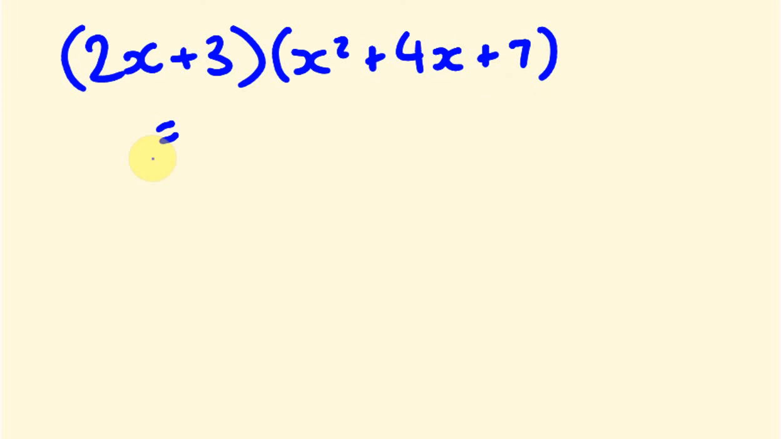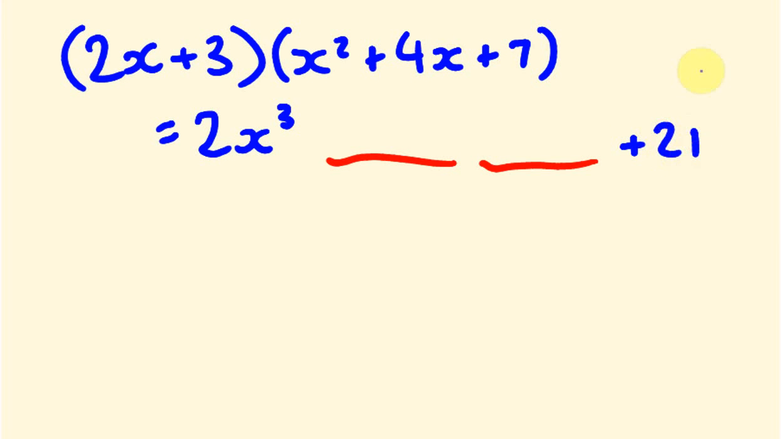So let's try this first off. We're going to get this first term, which is going to be 2x times x squared, which is going to be 2x cubed. Okay. Then I'm going to leave a couple of blank spaces, blank space number 1, and then blank space number 2, and then I'm going to get 7 times 3, which is positive 21. Okay, cool. All right, now let's do this rainbow multiplication.